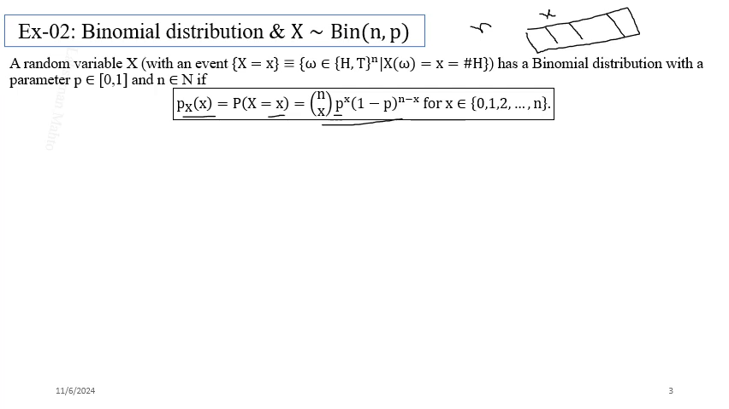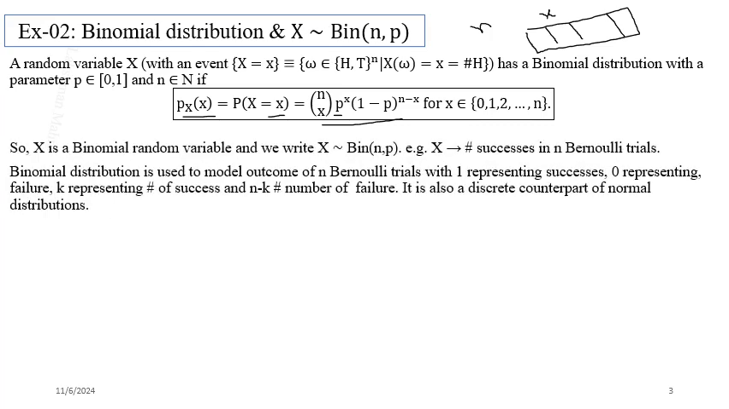Why are we calling it the binomial distribution? Because it very much resembles the binomial theorem. Otherwise, it is generated from the Bernoulli distribution. So X is a binomial random variable, and we generally write in short that X is distributed binomially with parameters n and p. Here there are two parameters. In the Bernoulli distribution, we had only one parameter p, the probability of success. Here we have two parameters, the number of Bernoulli trials n and the probability of success p.